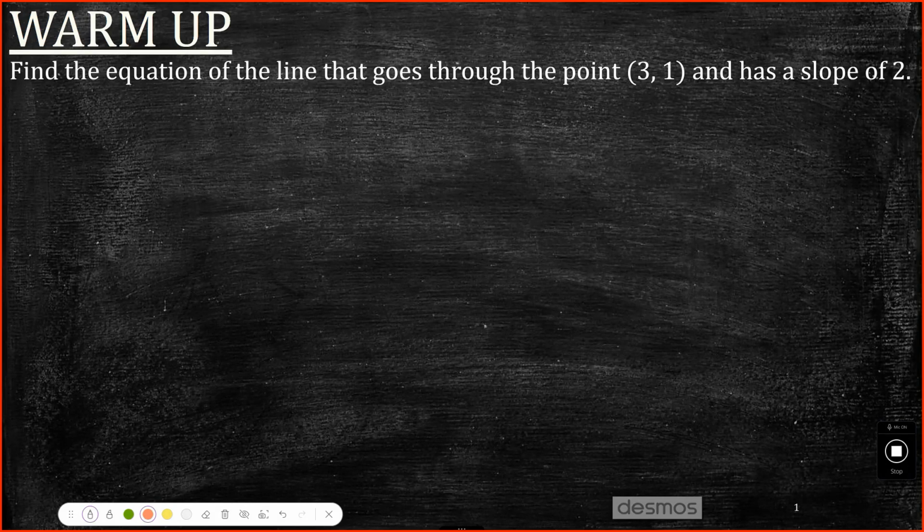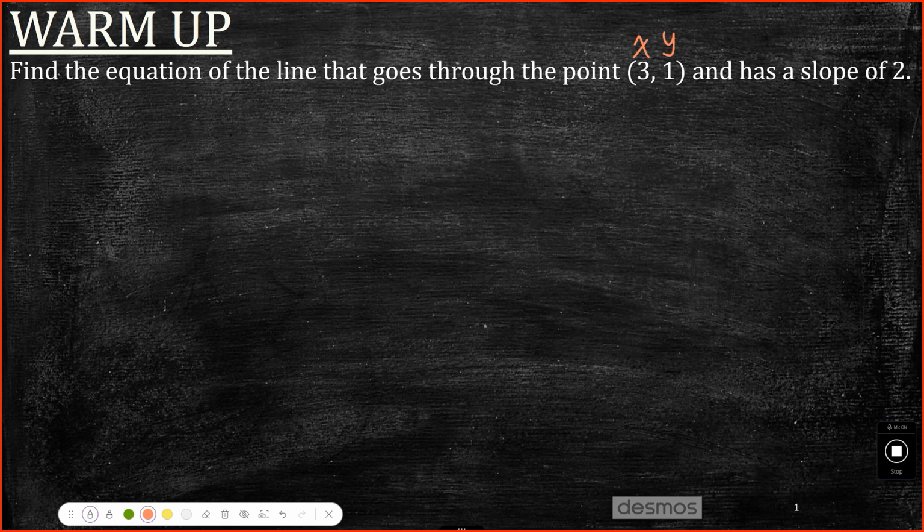Okay, warm up. Find the equation of the line that goes through the point whose x coordinate is 3 and y coordinate is 1, and that line has a slope of 2. So how do you find the equation of this line?